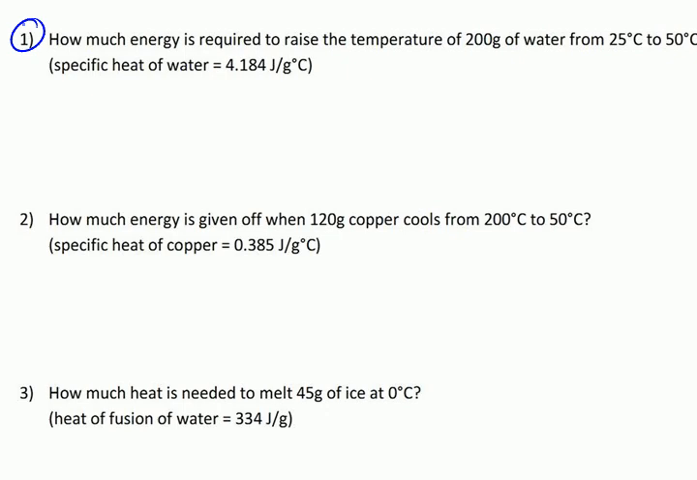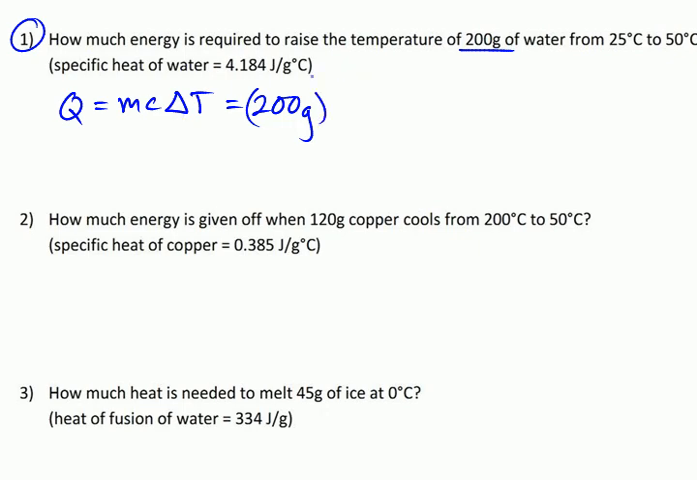How much energy is required to raise the temperature of 200 grams of water from 25 degrees C to 50 degrees C? And the specific heat is 4.184 joules per gram C. That's for water. Okay, so let's do it. Q is the energy we want to find out. mc delta T. What's our m? What's the mass of our substance? In this case, it's 200 grams.